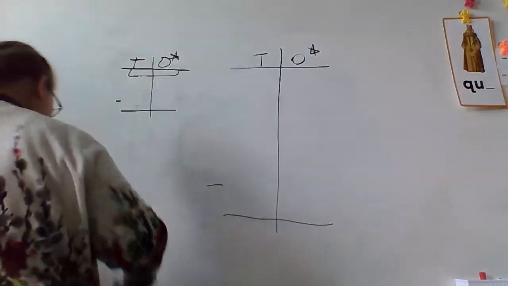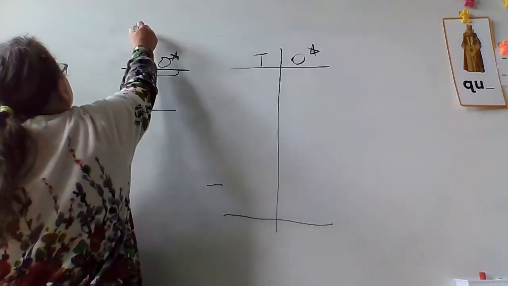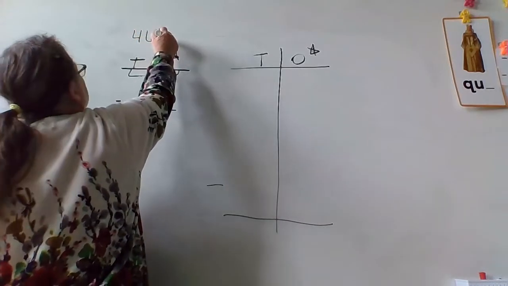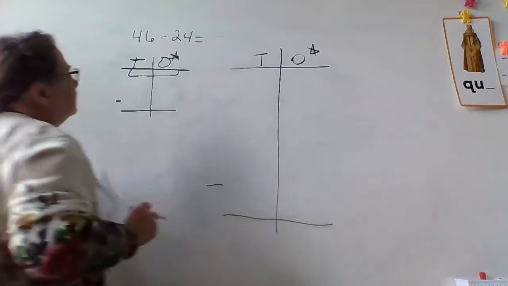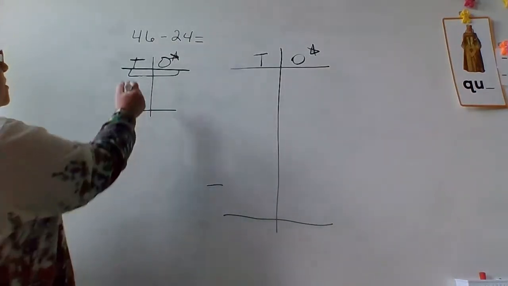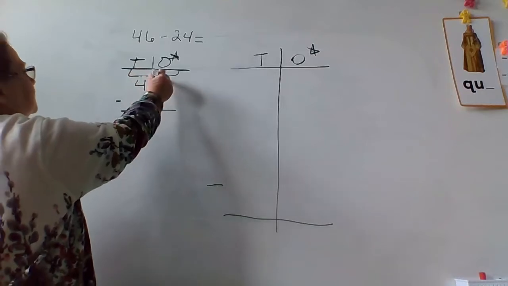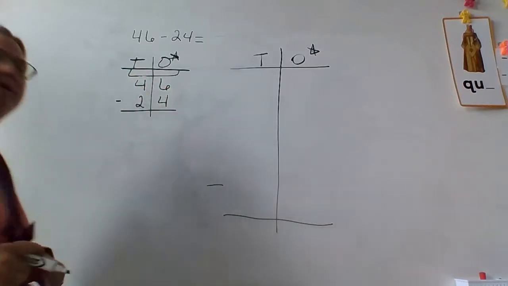And then I'll work it out in just a little bit here for you to see. 46, or no, let's do this one together. Minus 24. Let's do this one together, because I want to show you the difference. So, I have 46. I have 24. I have my numbers put in.